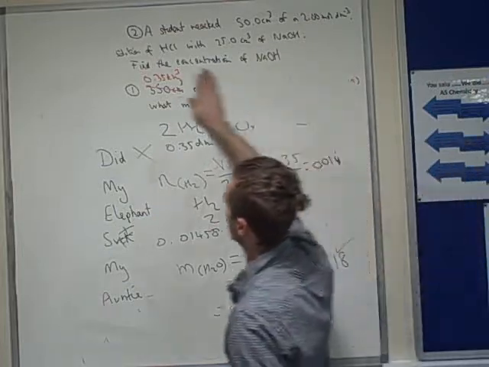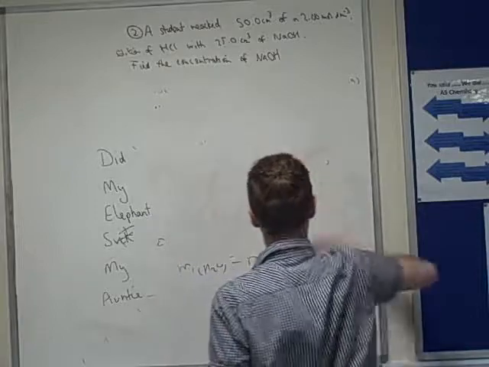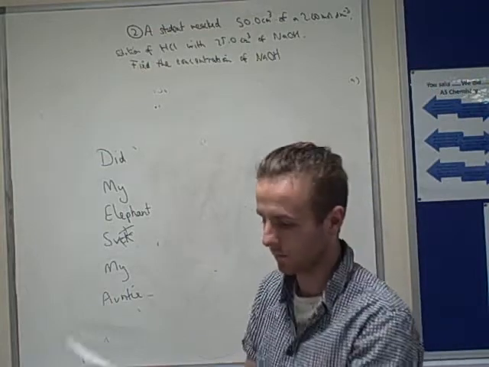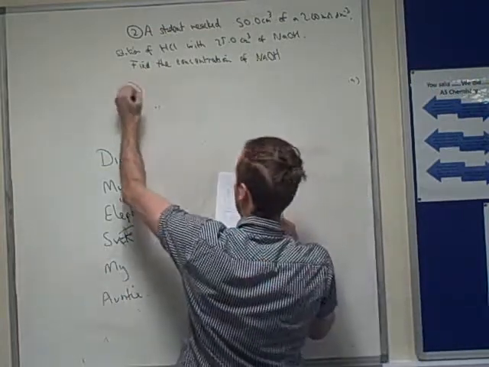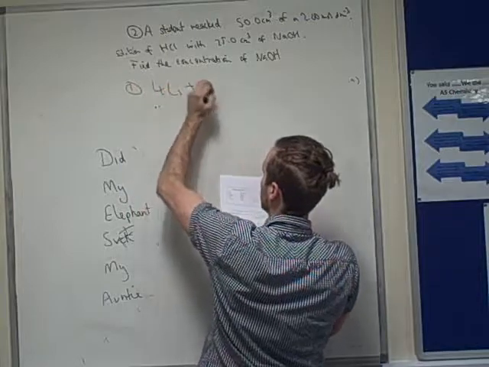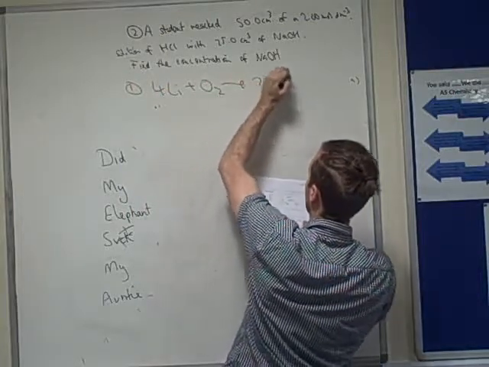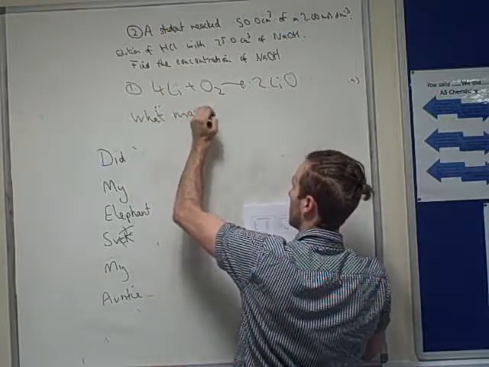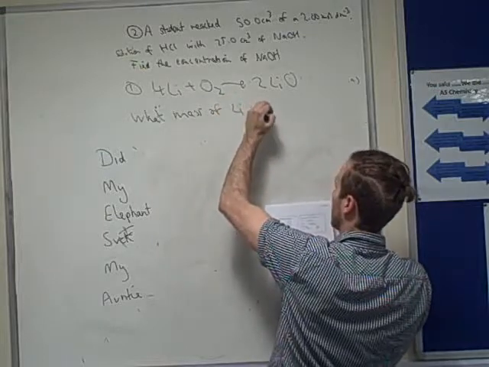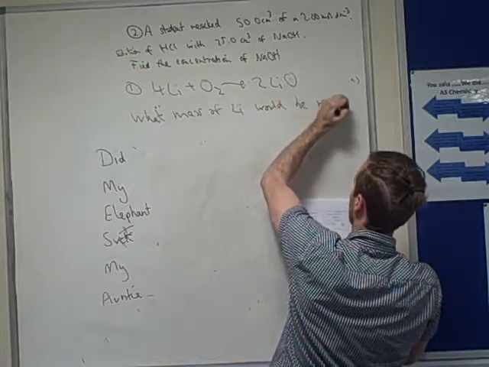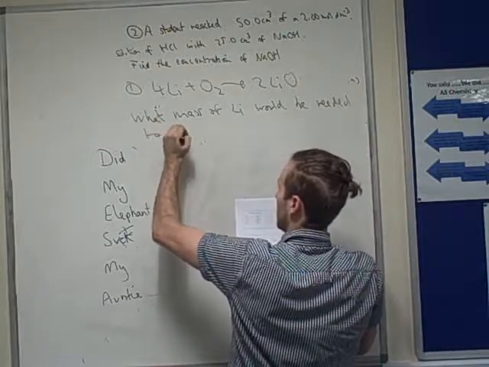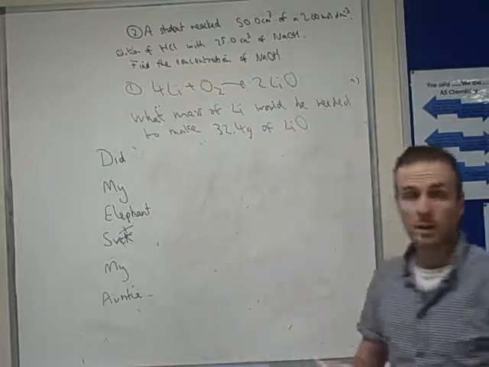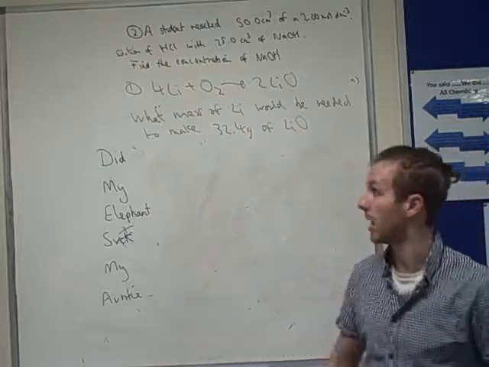I'm just going to pop up another question. Okay, so let's say I've got 4Li plus O2 goes to 2Li2O, and it says, what mass of lithium would be needed to make 32.4 grams of Li2O? So what mass of lithium would be needed to make 32.4 grams of Li2O?